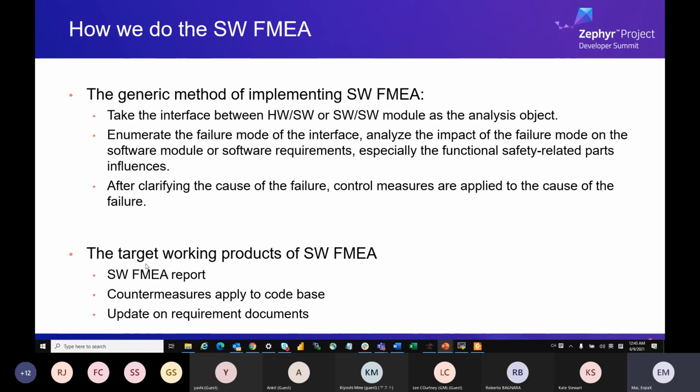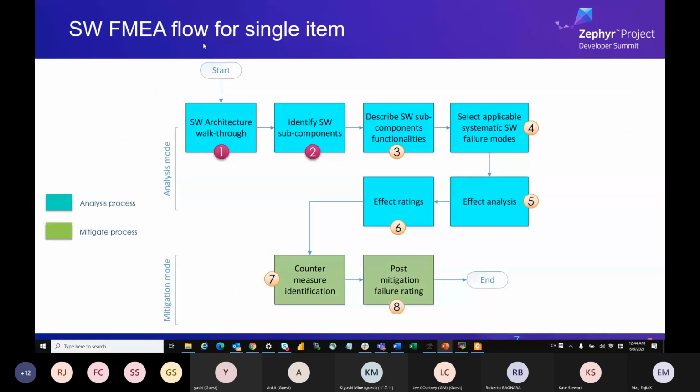And so the target working product of the software FMEA will be, first, the software FMEA report, and we also generate some countermeasures that will be applied to our Zephyr code base, and we will also update some requirement document or other such as architecture document, something like that. Okay, so this is a flow of how to do an FMEA for a single item.